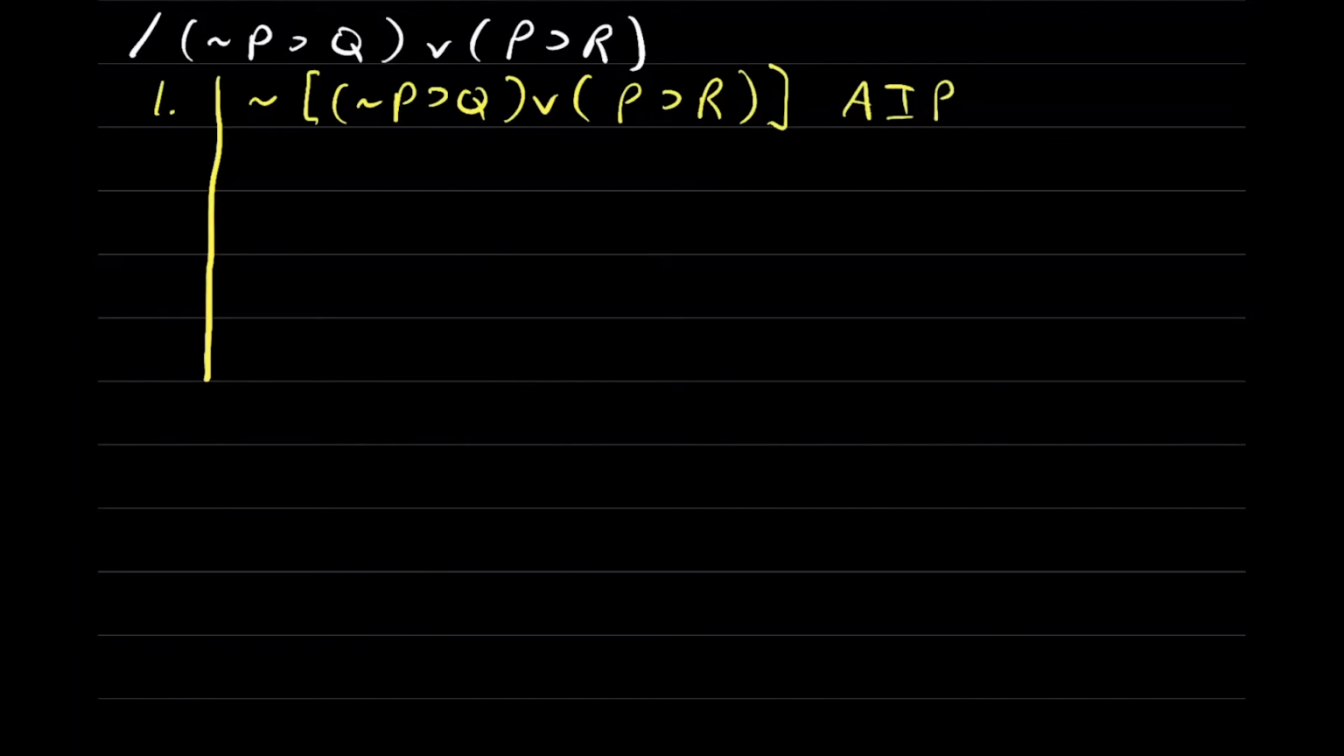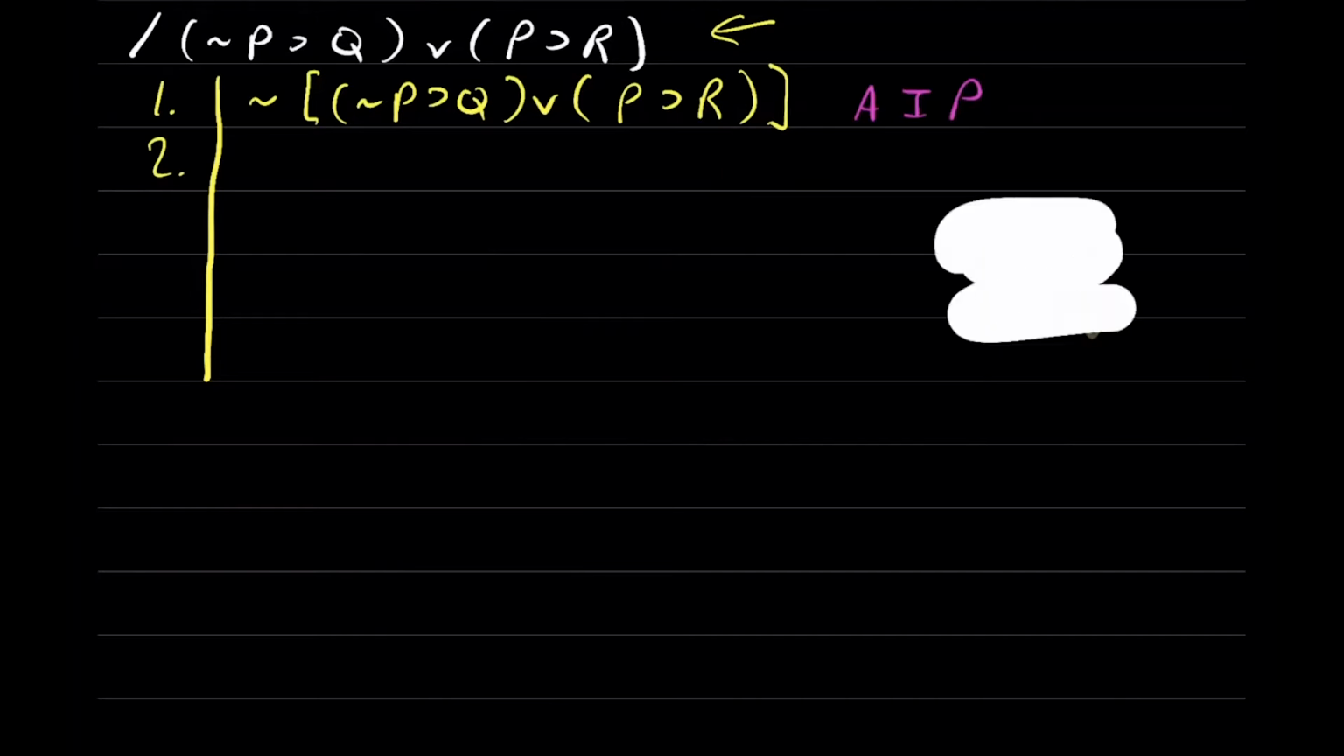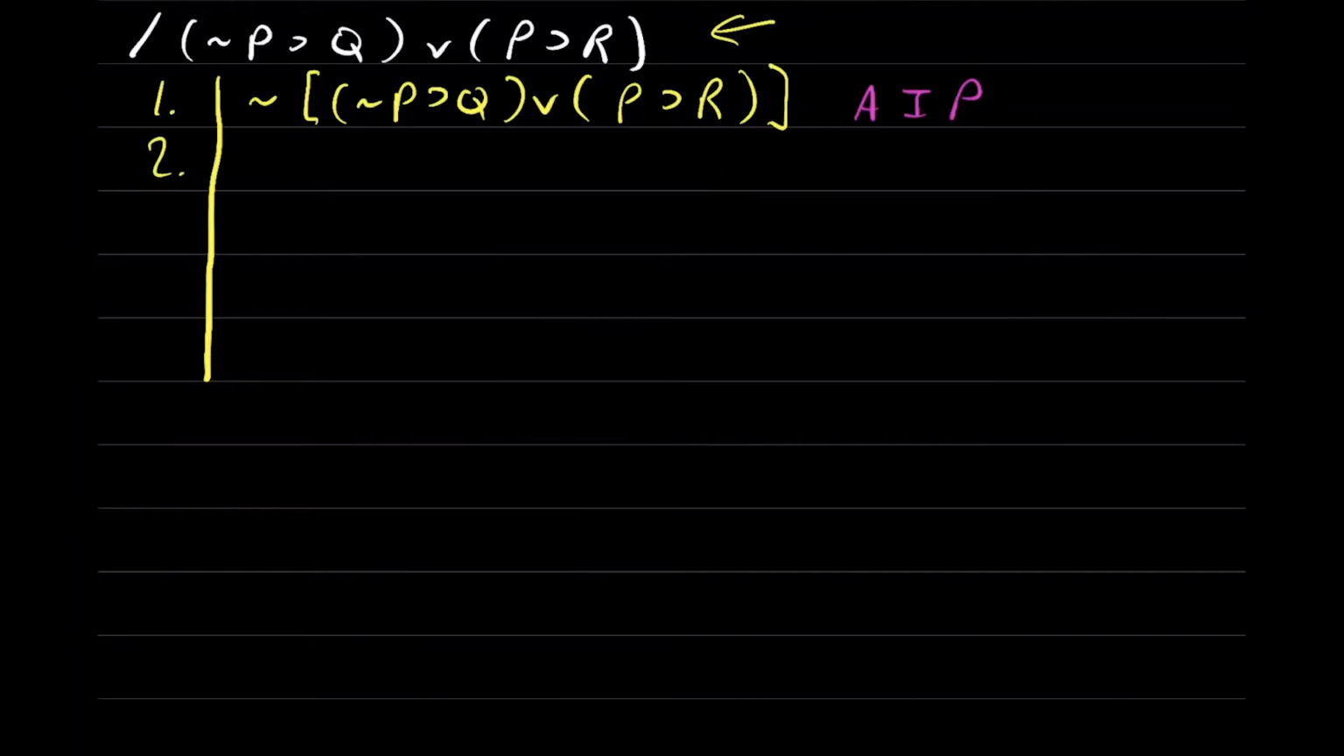In fact, let me use a different color here to make that really clear. There we go. Okay. Now what I'm trying to do, like all indirect proofs, I'm going to try to show that this leads to a contradiction. And if I can do that, that will demonstrate that this statement, the one we're given here in the beginning, is necessarily true. So we're going to try to derive an explicit contradiction, something like P and not P, Q and not Q. If we can do that, we will have shown that that statement is necessarily true.